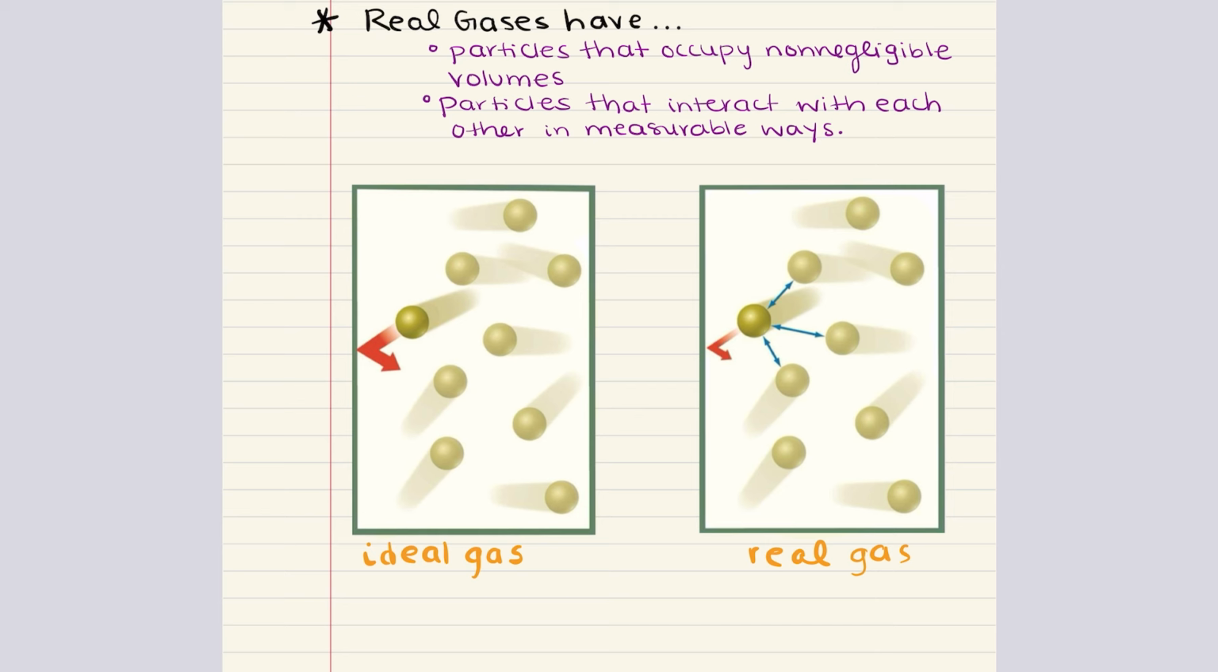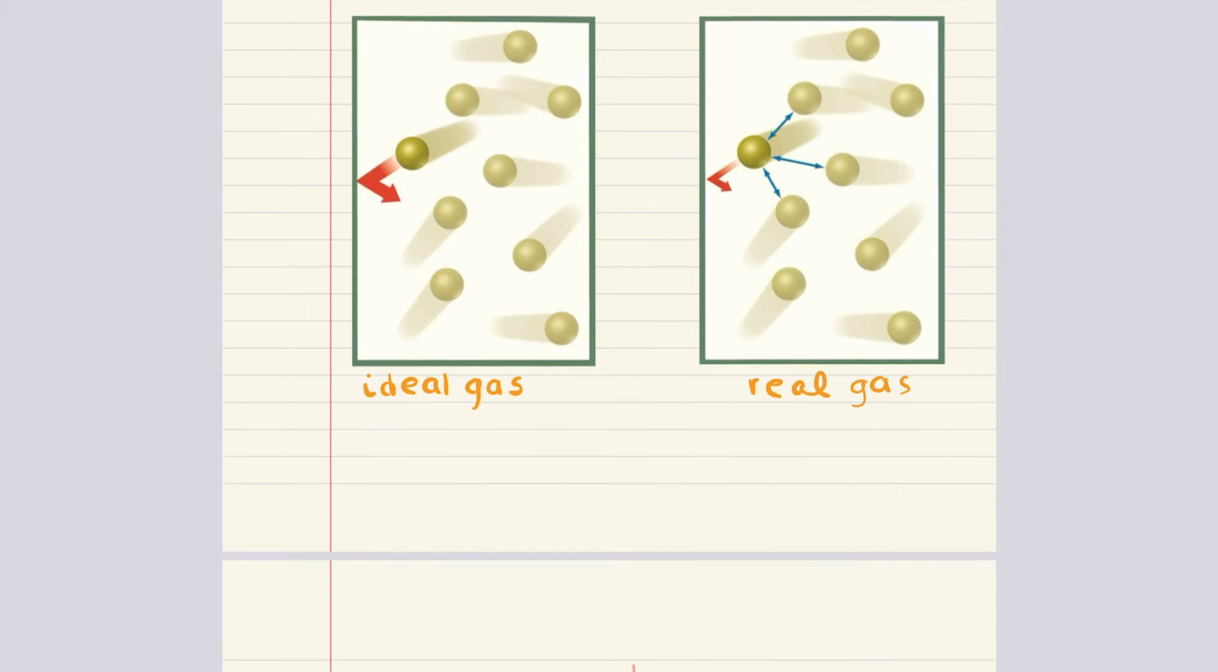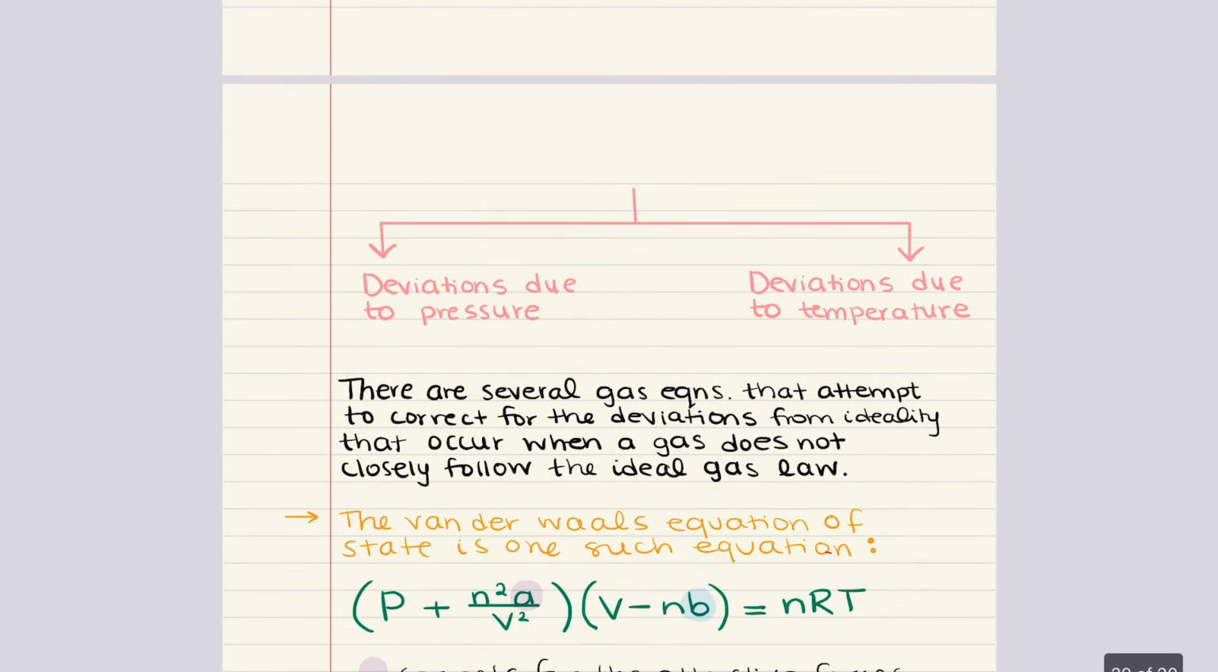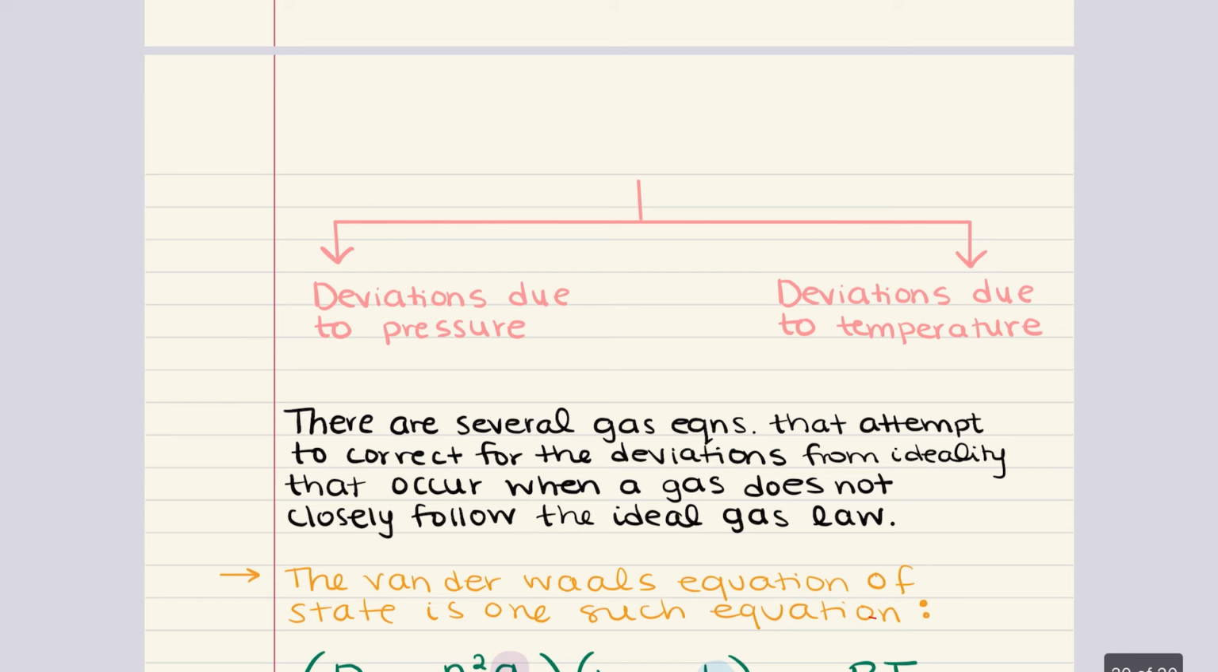Now we can restate this in a different way. We can say that real gases behave like ideal gases when? At high temperature and low pressure. And when do they not behave like ideal gases? At high pressure or at low temperature. So let's talk about these deviations. Let's conceptually work through deviations due to pressure and deviations due to temperature.